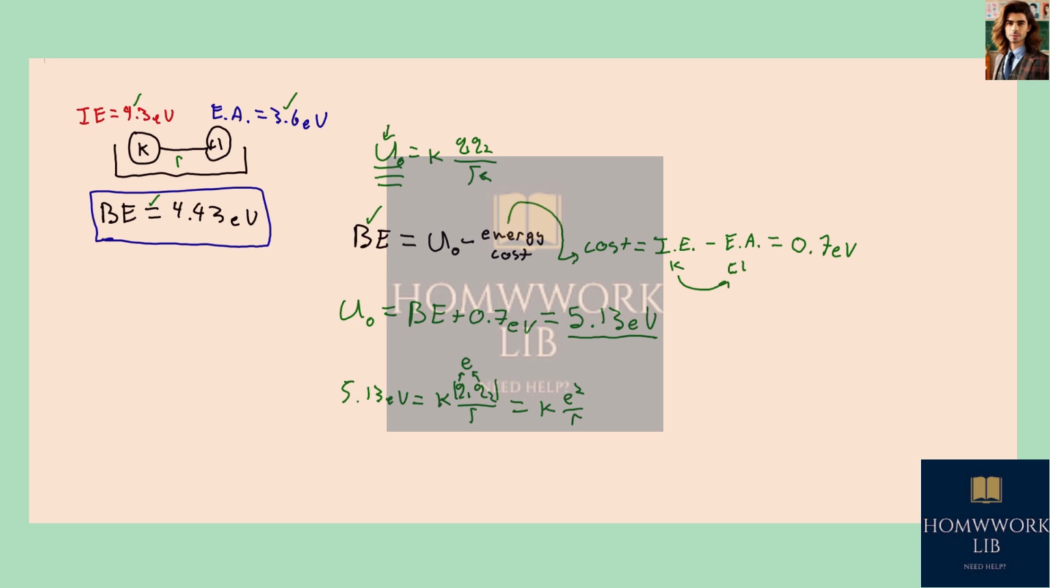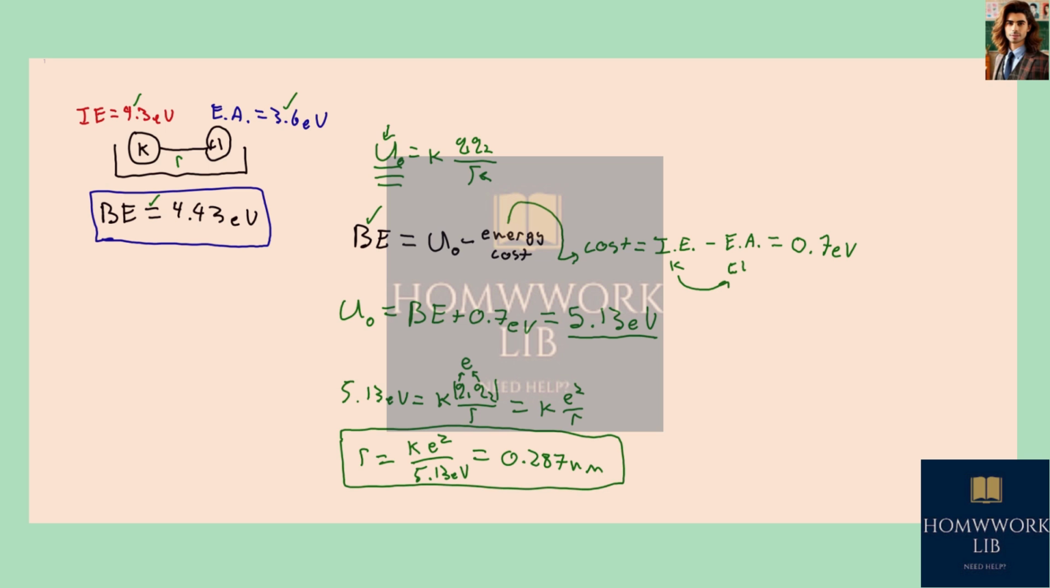And then we want to shuffle things around a little bit because we're trying to calculate R, which we get 5.13 over Ke squared. Oh, sorry, no, this is backwards. It's Ke squared over the binding energy. I got too fast. But regardless, if you do this calculation, you see that the distance is 0.287 nanometers. And that fulfills the calculation part of the question.